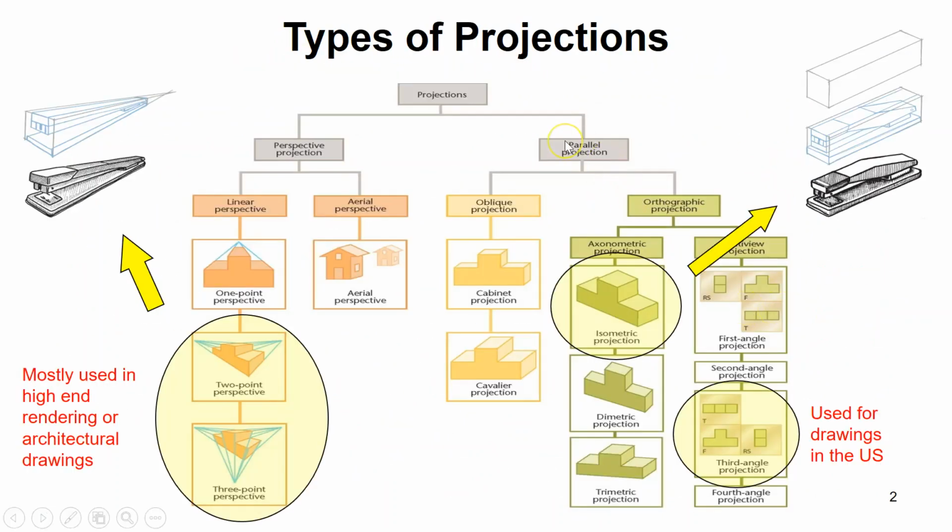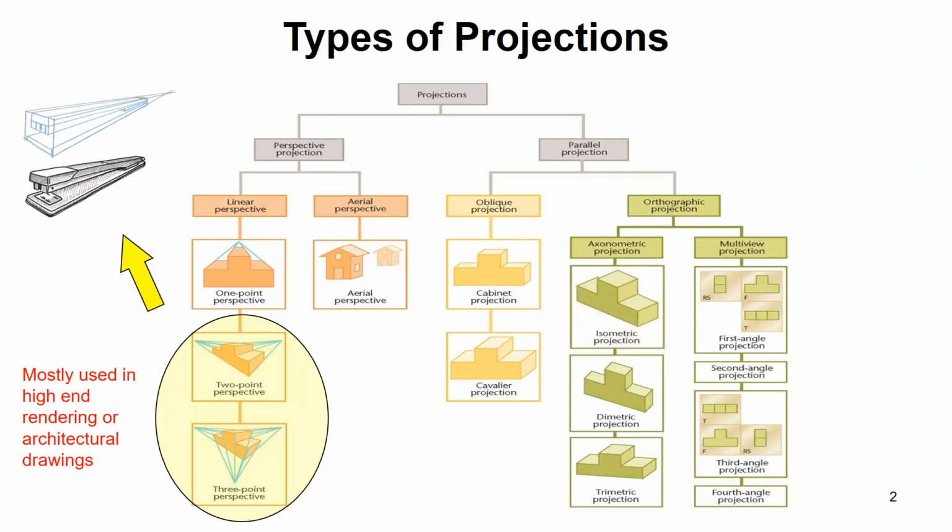We use parallels. Now, parallels, there are two groups, orthographic and oblique. I'll go over oblique a little bit, but we mostly use orthographic. And orthographic, again, has two categories: axonometric, and the other one, multi-view orthographic projection. Axonometric is used if we want to show one single view of the object and render the object like a 3D shape.